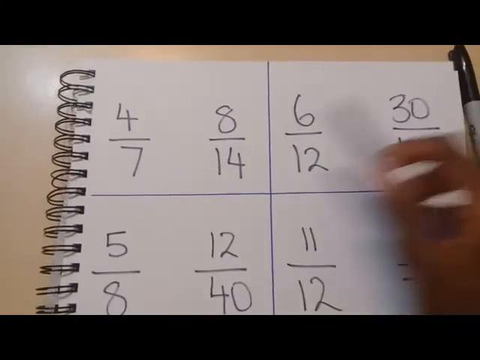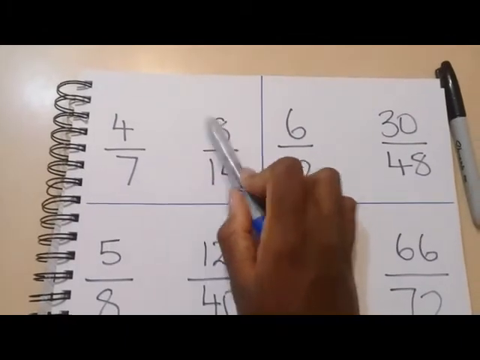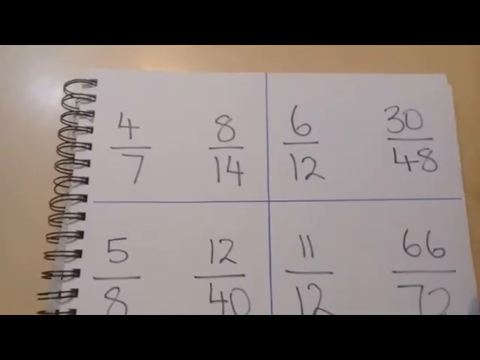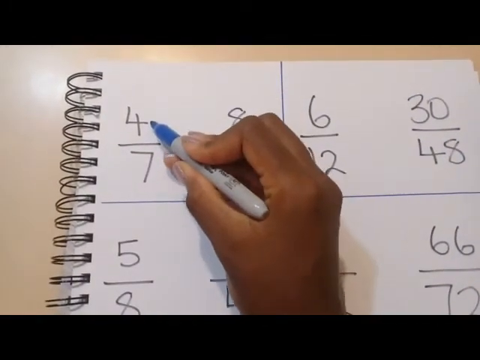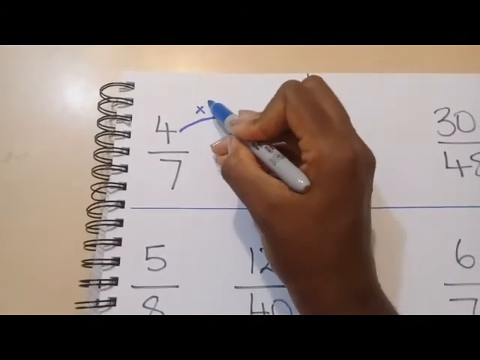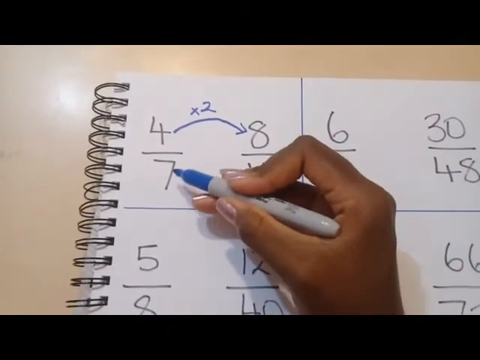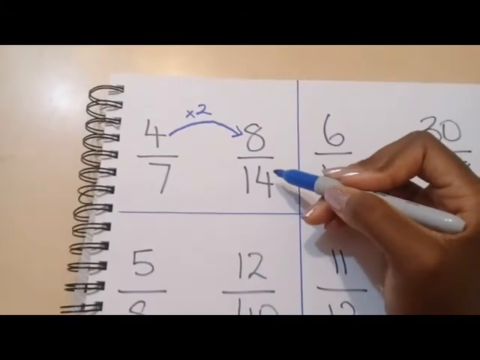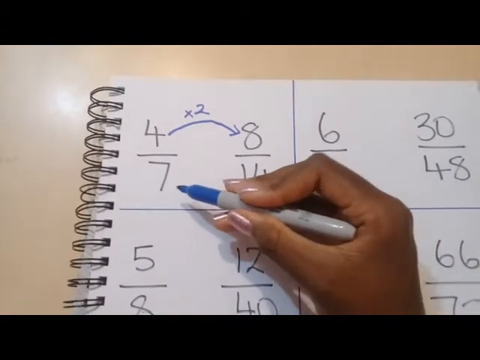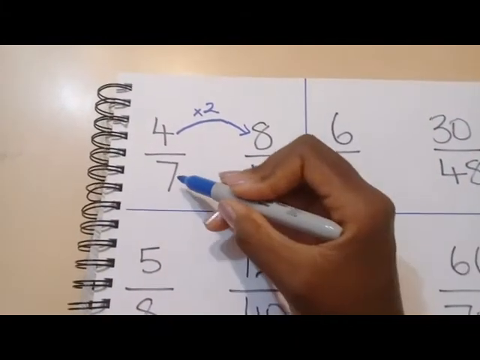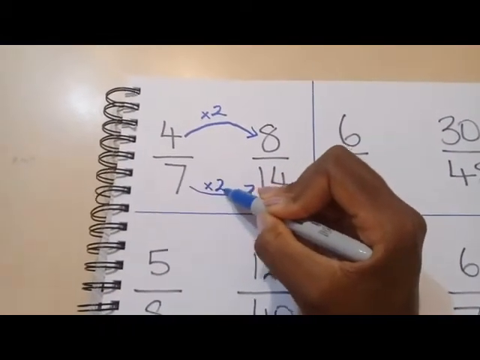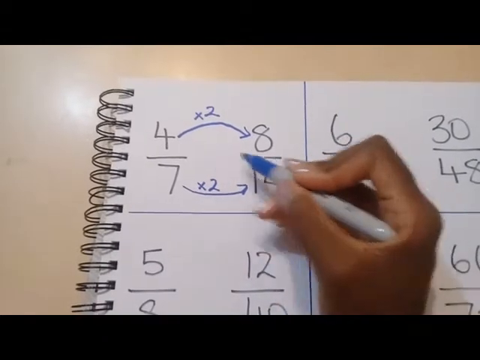So let's check if I can multiply 4 by the same number as 7 to get to 8 and 14. Well, I see that to get from 4 to 8, I have to multiply by 2. So for this fraction, 4/7, to be equal to 8 over 14, I have to be able to do the same thing to the bottom. Is 7 times 2 14? Yes, it is. I can do the same thing to the top and the bottom. That means these two fractions are equal.